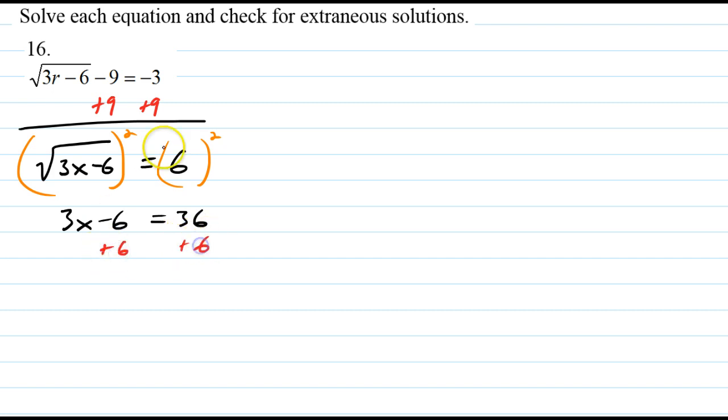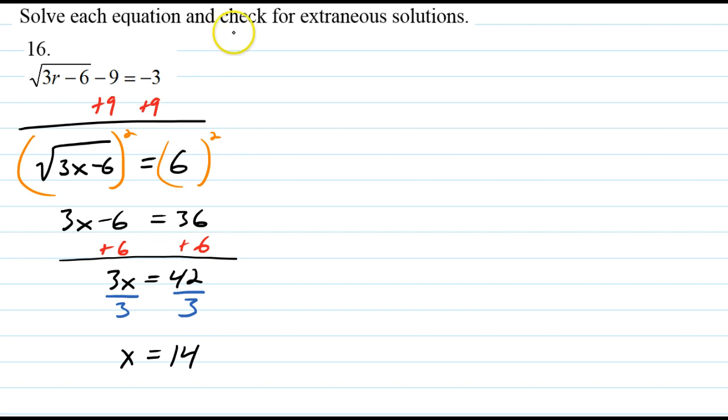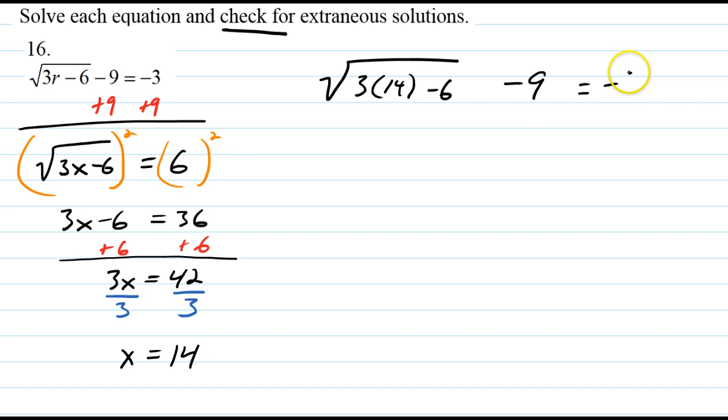Add the 6. So we have 3x equals 42. Divide by 3. And we get x equals 14. So now we want to check it. So we're going to take 14 and plug it in. So we get the square root of 3 times 14 minus 6, minus 9, which has to equal -3.